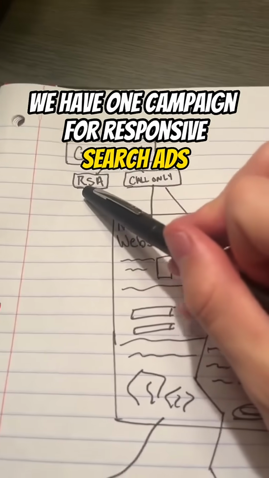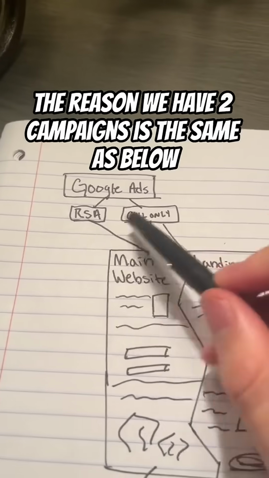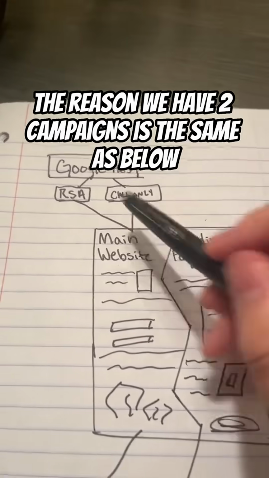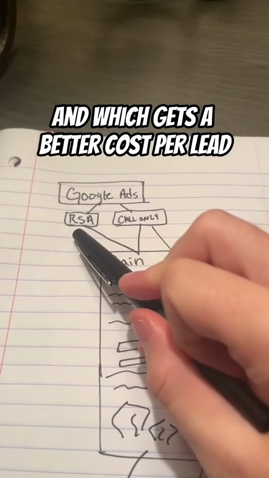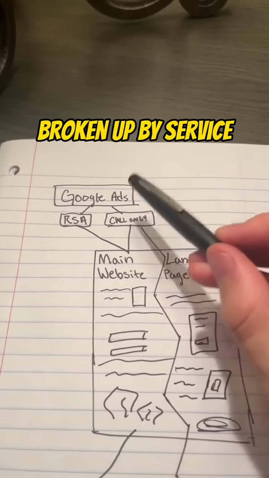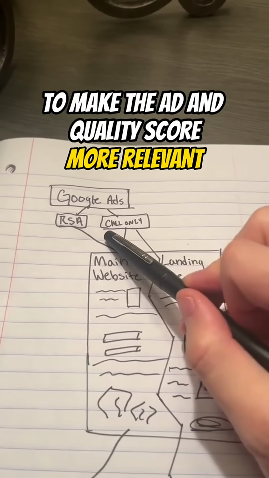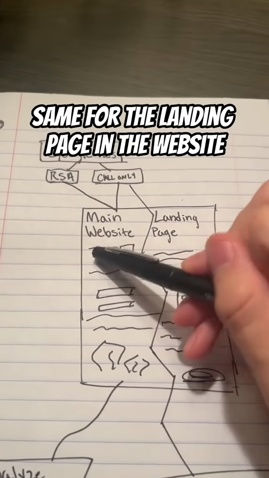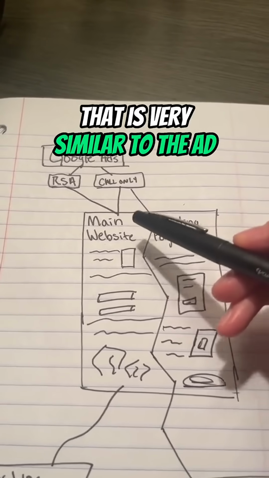We have one campaign for responsive search ads and another campaign for call-only ads. The reason we have two campaigns is the same as below, so we can split test and we can see which has a better conversion rate and which gets a better cost per lead. Both campaigns are comprised of several ad groups broken up by service, location, phrase match, or anything to make the ad and quality score more relevant. Same for the landing page and the website. All links back to a website or a URL that is very similar to the ad group or ad that is being advertised.